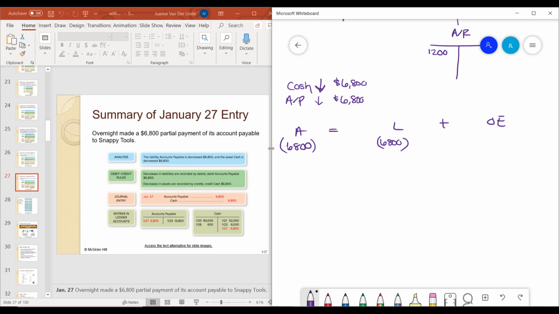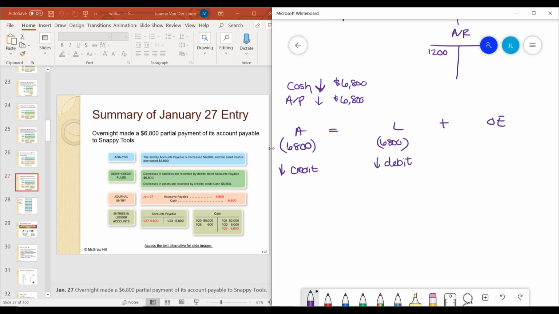All right. So we want to journalize this. So assets are going down, liabilities are going down. So when assets go down by $6,800, is that a debit or a credit if assets are going down? It's a credit. And if liabilities are going down, do I do that with a debit or a credit? I do that with a debit.